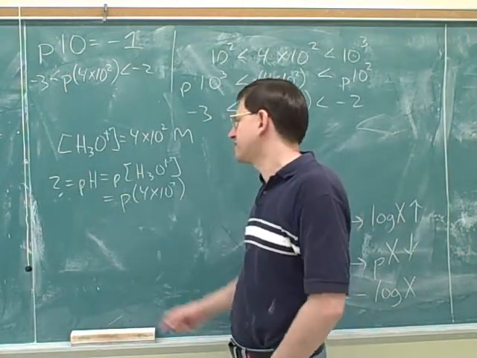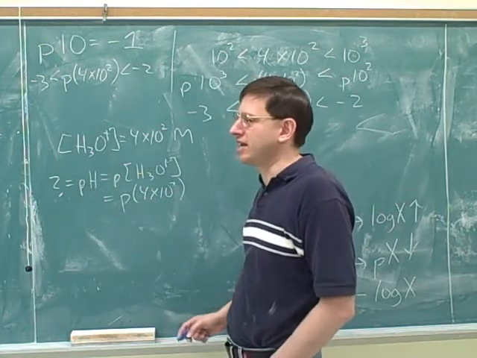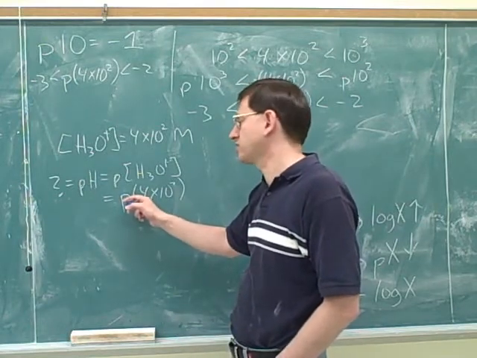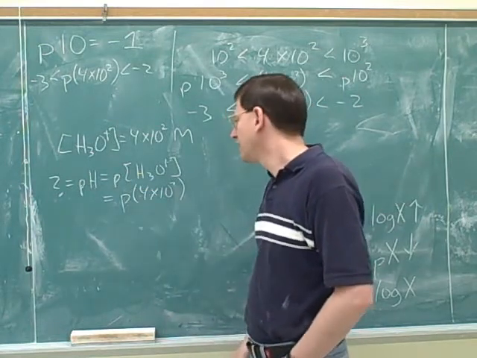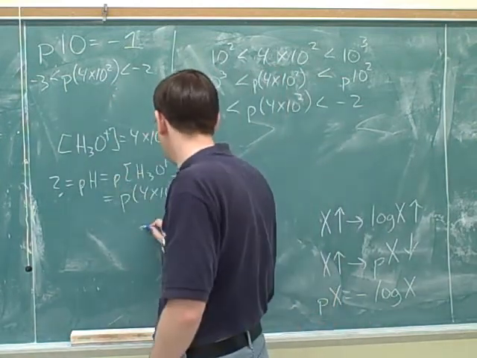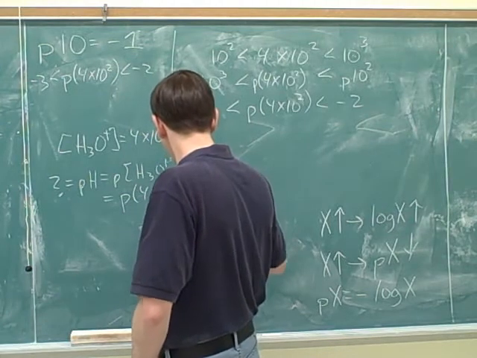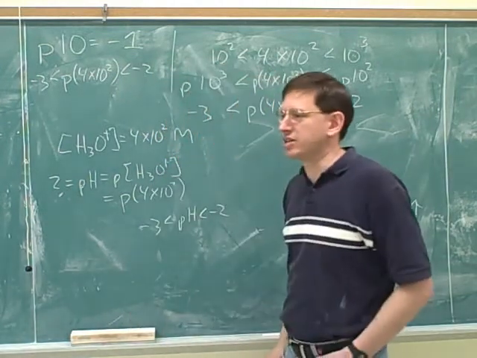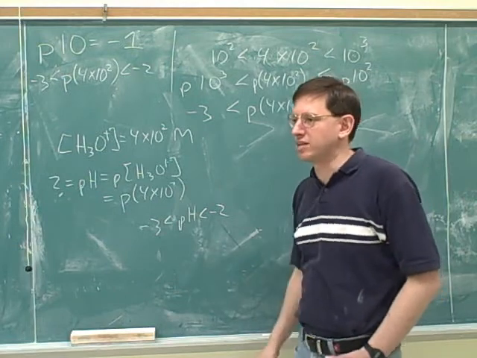Normally, it's a little unusual in a textbook to actually write the number next to the p. They just say, I'm taking the pH. But actually, this is good notation, to actually write the number next to the p so you can see what you're actually doing. And then what would be the answer? Well, we can see that the pH of the solution is between negative 3 and negative 2. That would be a good enough approximation. It's approximately between negative 3 and negative 2.